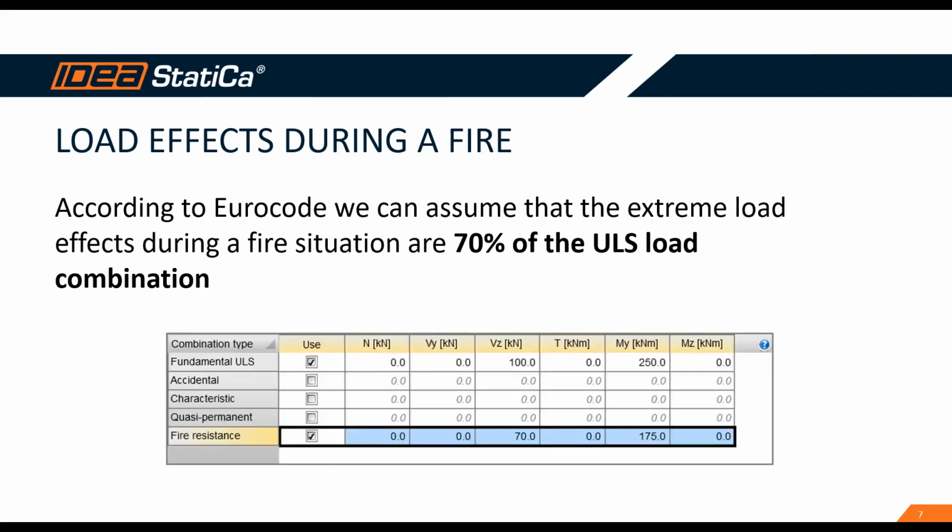This simplification for us means that in the environment of the application RCS, where we need to fill in a table with the acting internal forces on the cross-section, we just simply calculate 70% of the values from the first row, which is the ultimate limit state combination, and fill those values into the new row, the last one, for the fire resistance. I will show how it is done in the application.